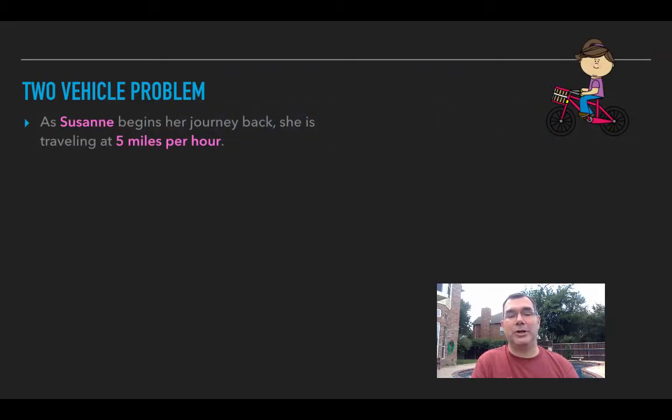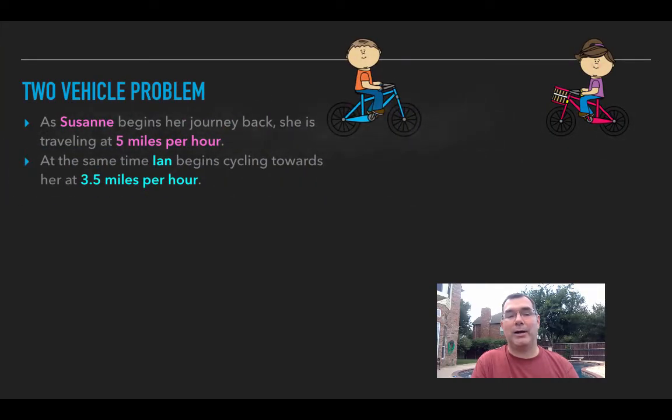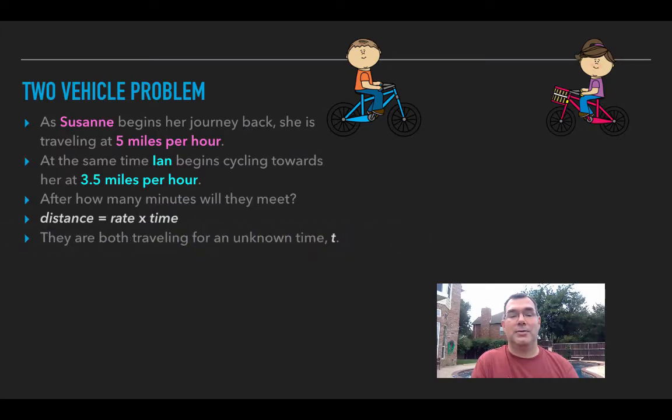Now she's beginning her journey back. She is traveling at 5 miles an hour. At the same time, Ian is cycling towards her at 3.5 miles per hour. So after how many minutes will they meet? Distance is rate times time. That's a physics equation. So they are both traveling for an unknown time, t. That's what we're actually trying to figure out, the amount of time after which they will meet.